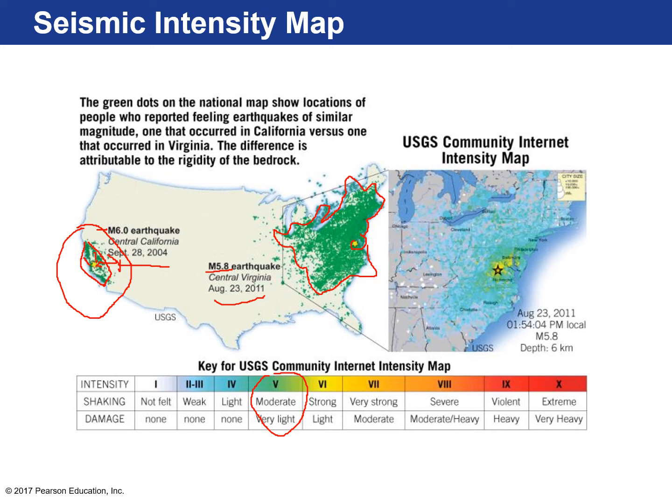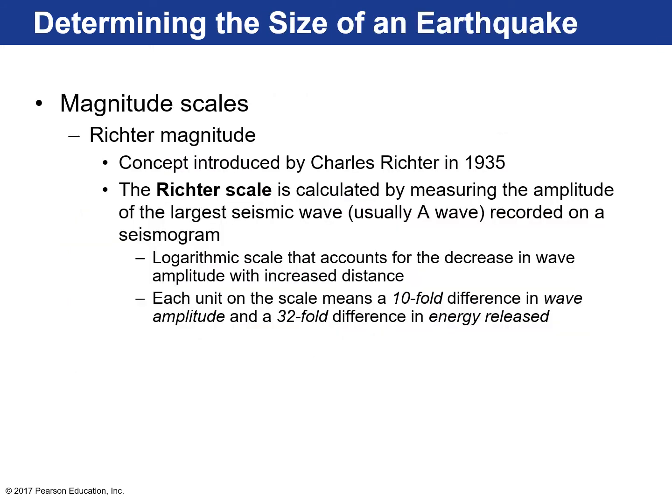So here are some intensity maps. Here's a close-up view of that intensity map generated by the USGS. By the way, this is our government agency, the US Geological Survey. You can go on their website and get their app, and the app will vibrate on your phone anytime there's a major earthquake on Earth, and then it'll give you all the details about it, which is pretty cool.